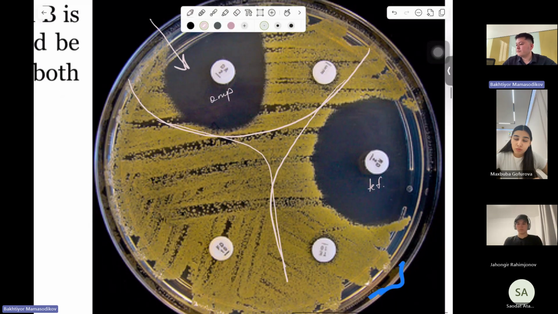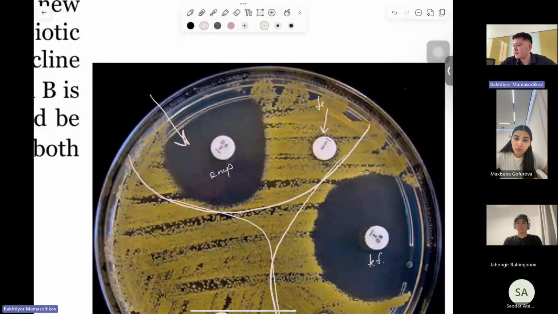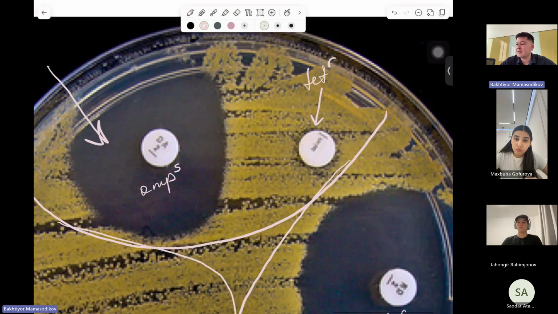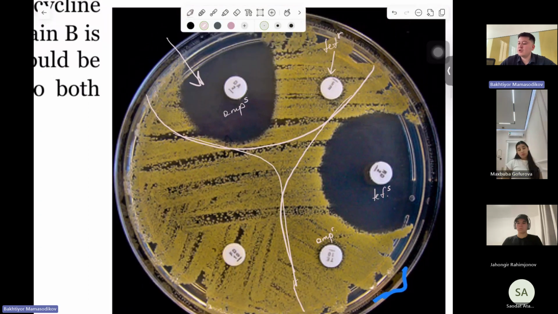This is another type. When I put tetracycline here, these bacteria are not dying, and we call it tetracycline resistance. I put S here. This is ampicillin sensitive. This is tetracycline resistant bacteria. This one is tetracycline sensitive. This is, imagine, ampicillin resistant bacteria. When I put ampicillin, they are not dying, but if I put tetracycline, they are dying. When I put ampicillin here, they are dying. When I put tetracycline, they are not dying.